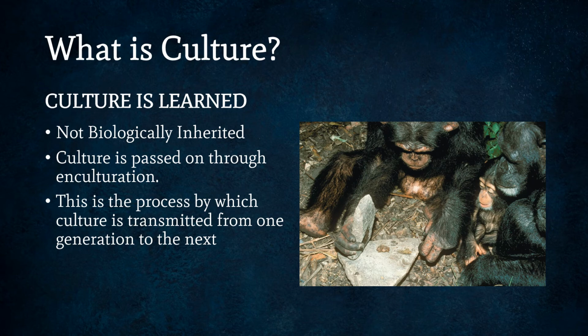I said this already, but culture is learned, not biologically inherited, and it's passed on. You learn it from other people in a process called enculturation. This is the process by which culture is transmitted from one generation to the next. Here we have some chimpanzees showing a little chimpanzee how to smash a nut, I'm guessing a nut with a rock.